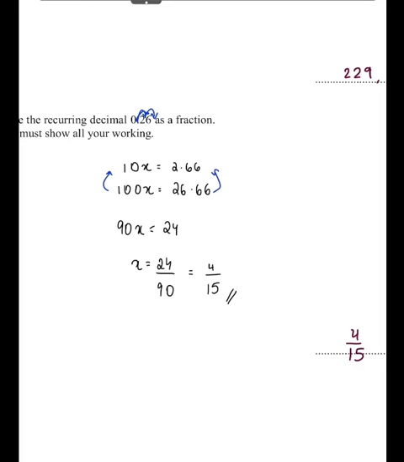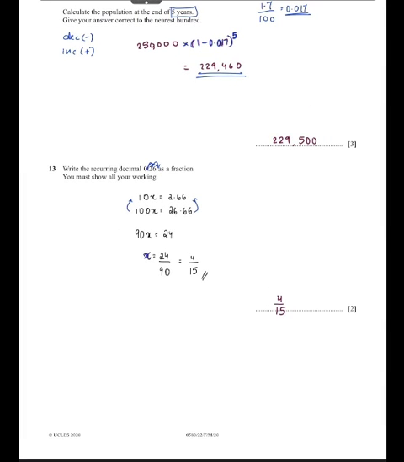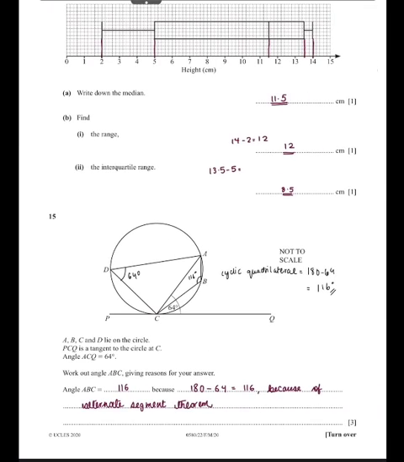So then you just minus this. So 100 minus 10, 90, 26.66 minus 2.66 is equal to 24. And then to find the x, we will do 24 by 90. Now when you further simplify this, you will get 4 by 15.